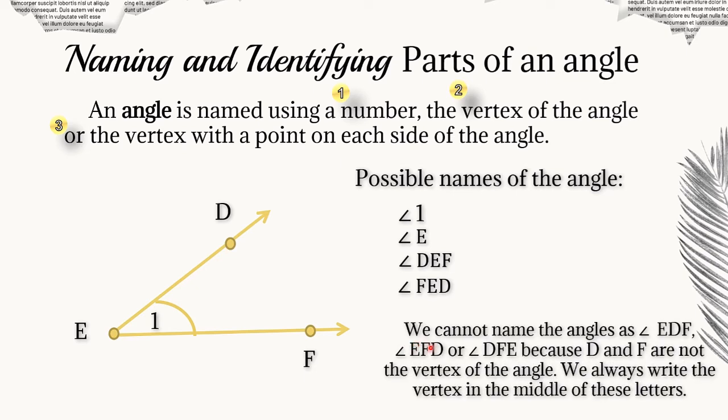Take note, we cannot name the angle as EDF, or EFD, or DFE, kasi si D at si F are not the vertex of the angle. Ano bang vertex? Si E. So, dapat lagi nasa gitna si E kasi siya yung vertex. We always write the vertex in the middle of these letters.